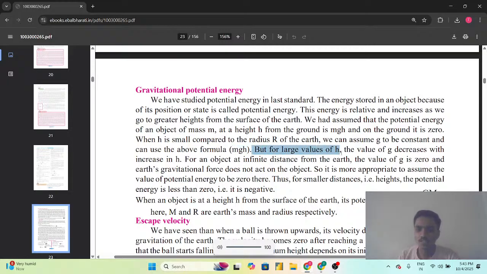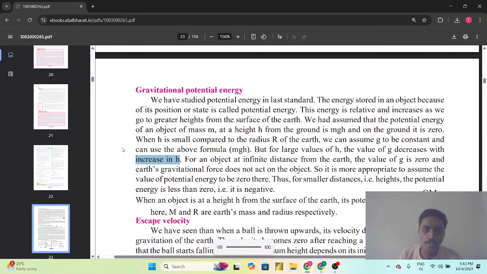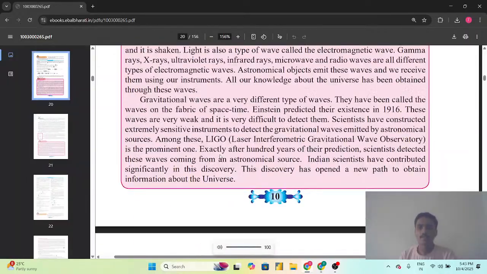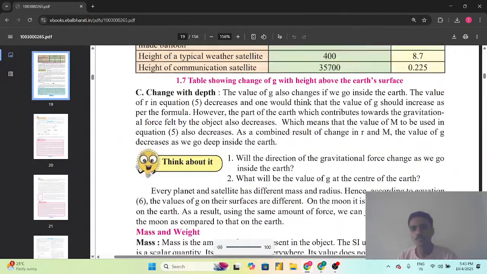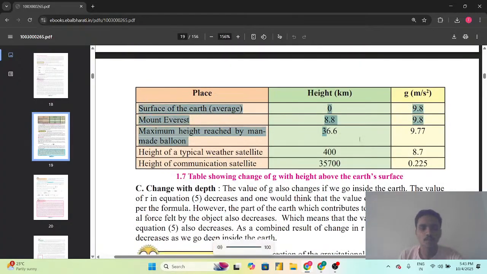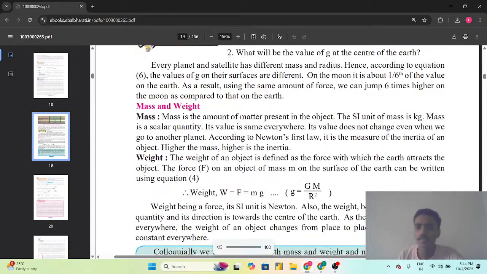But for larger values of h, the value of g decreases with increase in h. So as the height increases, the value of g decreases, as we have seen regarding the effect of height on the acceleration due to gravity. So as we have seen above, as the height increases, the acceleration due to gravity will decrease. Here we have seen in this chart that as height increases in kilometers, the acceleration due to gravity decreases.